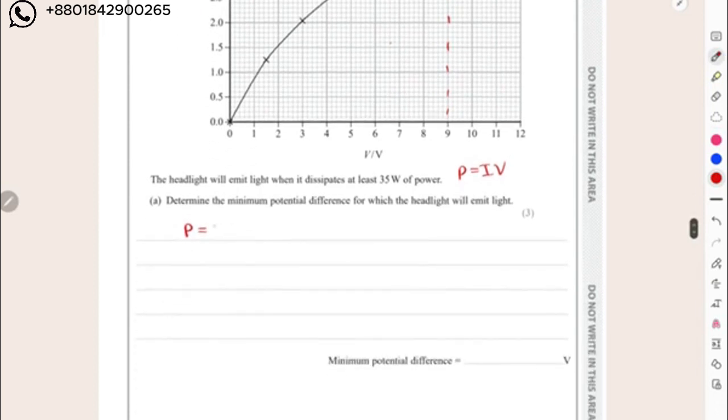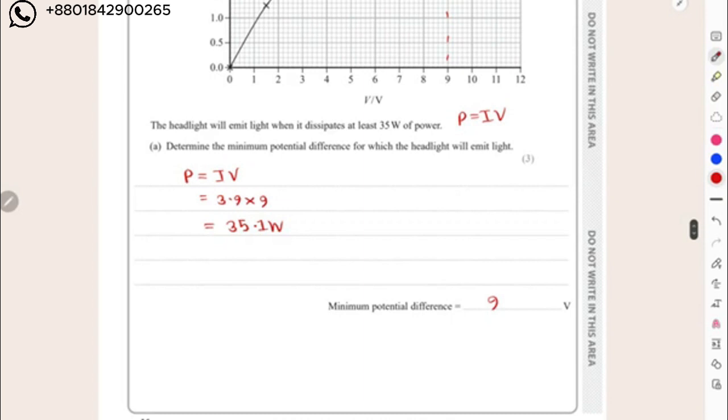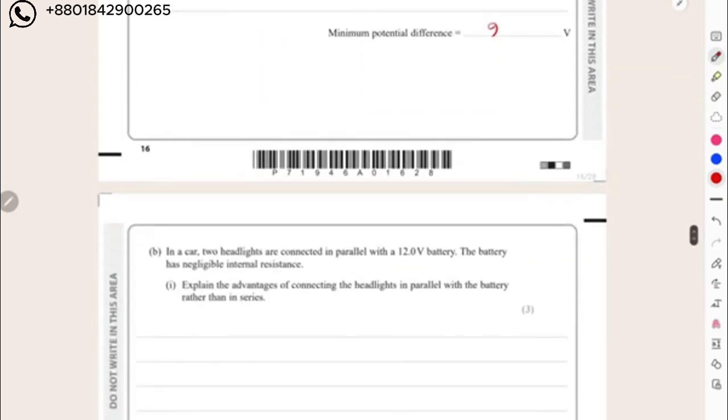Okay, now over here you just write I = P/V, which is 3.9 multiplied with 9, and that gives you 35.1 watt. So the minimum voltage required for these headlights to be on is 9 volt, right? So you can just write over here that's 9 volt. Okay, so this was it for question 16A. Moving on to question 16B.